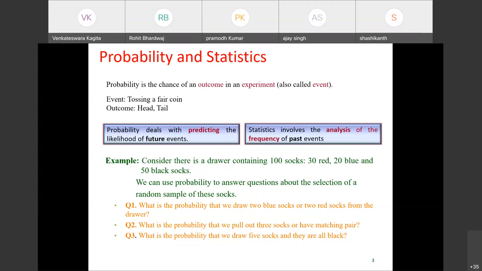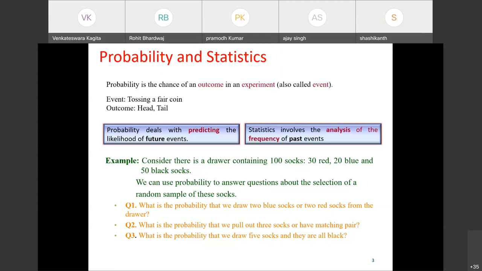Consider there is a drawer containing 100 socks, and 30 of these socks are red, 20 of them are blue, and 50 of them are black. We can use the probability concepts to answer questions like, what is the probability that we draw two blue socks or two red socks from the drawer? Or what is the probability that we pull out three socks having a matching pair? Or what is the probability that we draw five socks and all of them are black?